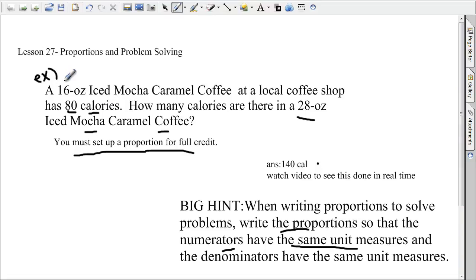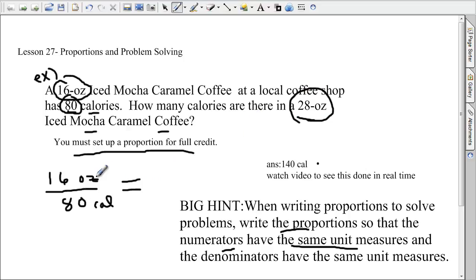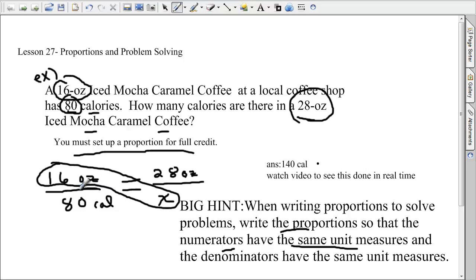All right. So 16 ounces is to 80 calories. Let's write that down. 16 ounces is to 80 calories as 28 ounces, so we've got to have ounces in the numerator, is to who knows how many calories, and we'll let that be X. Now we know that the cross products must be equal, so you're basically going to now cross multiply and solve.